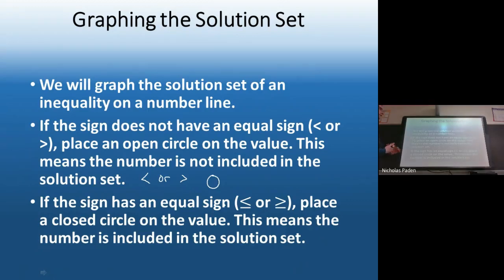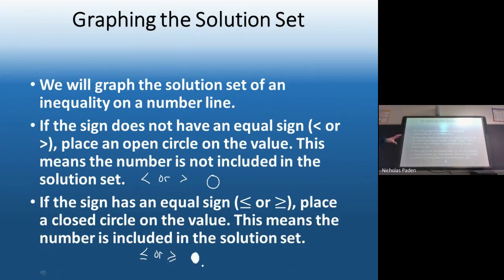If the sign has an equal sign with it, in other words, if it is less than or equal to or greater than or equal to, we use what's called a closed circle. A closed circle would just be a circle and then we shade it in. So closed circle means we shade in that circle. Open circle means we just leave it open, not filled in.